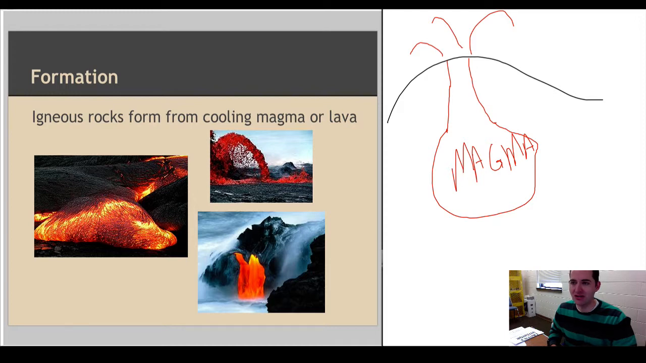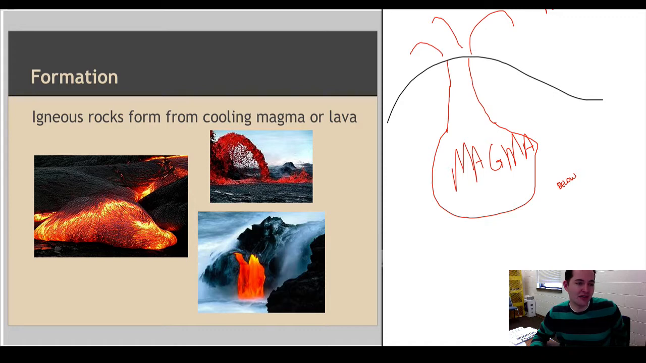Okay, so that's a minor distinction, but it also has an effect on our rocks, because the main thing that it does is it determines how quickly they cool, and that determines a lot of the characteristics of our igneous rocks. So first, some definition words: magma is anything that is below ground, and lava is anything that is above ground. Okay, and that's a good distinction that we'll need to know.